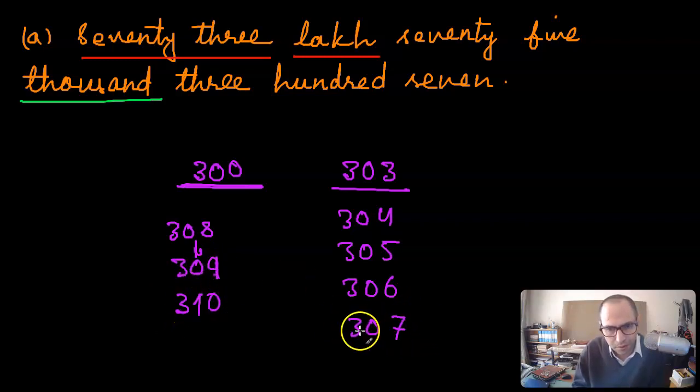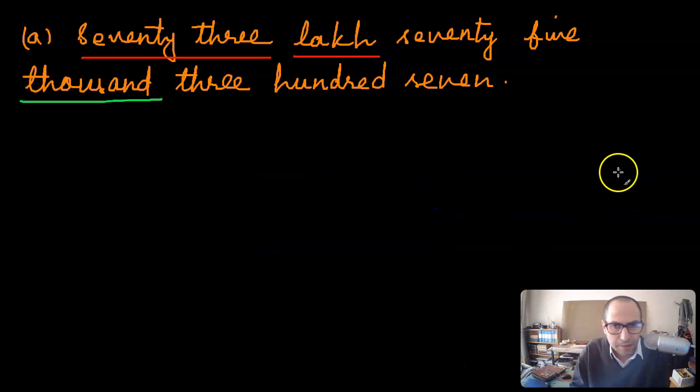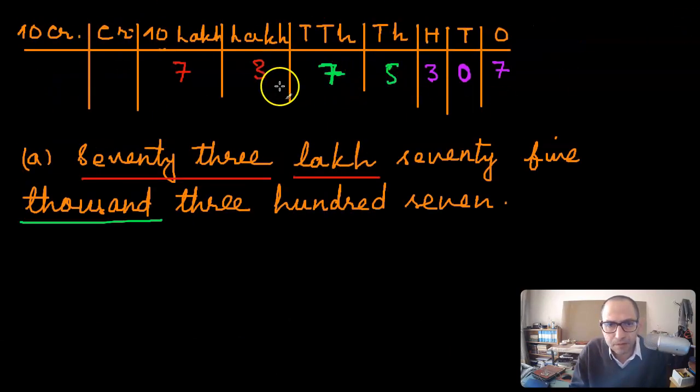But then 307 simply means that the tens place value has not been filled yet. So then you have a zero over here, of course, right? And so that's essentially your number. So you have 73,75,307.